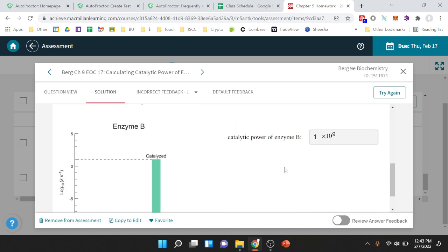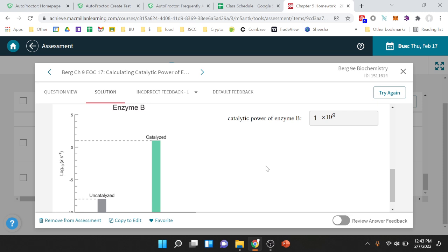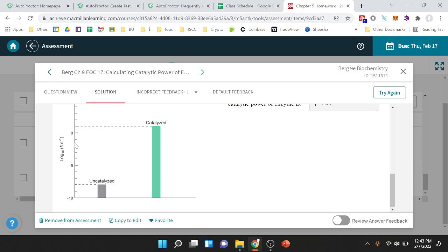Okay, and then we do B here, the catalytic power of enzyme B. And right here we have a log 10 scale, and we have uncatalyzed right there and catalyzed right there. So it's always a ratio between the uncatalyzed and catalyzed, right? So we take the uncatalyzed, that's what? Well, first off, what does this mean? Log of. This is 10 to these powers, right? This is the powers right here. Okay. And so this would be 10 to the what? Yep, about 8, right? And this one would be 10 to the 1, yeah.